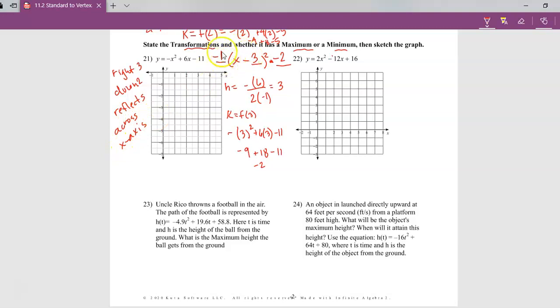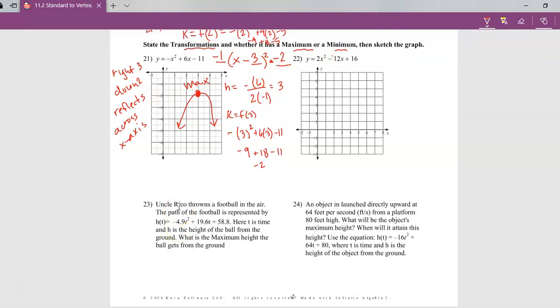And the 1 is a 1, so that doesn't stretch or compress. It's just timesing it by 1. So we go right 3, we go down 2. There's the vertex. And because it's been flipped, it looks like that. So this is a max point. All right. Let's see, did we do everything? Yes. Okay, so that's 21 and 22.